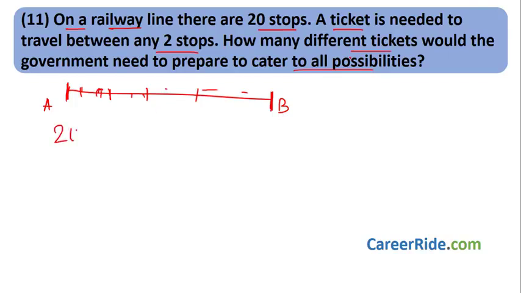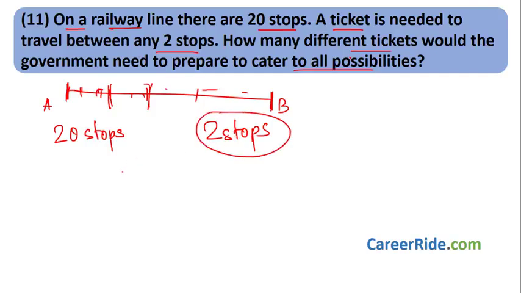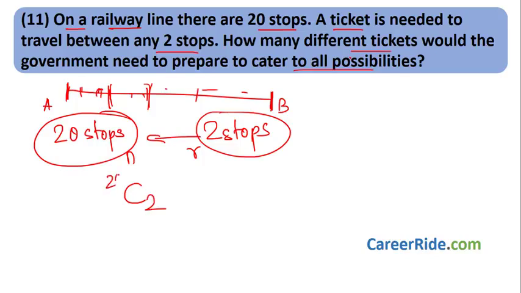How many stops are there? 20 stops are there. Now if you need a ticket, it is between how many stops? 2 stops. If you want to travel from the first stop to the second stop, or from one stop to another stop, then you need a ticket. So a ticket is needed between any two stops. That means we simply have to select two stops out of 20 stops. This is r, this is n. Select means combination. Select two stops out of 20 stops.